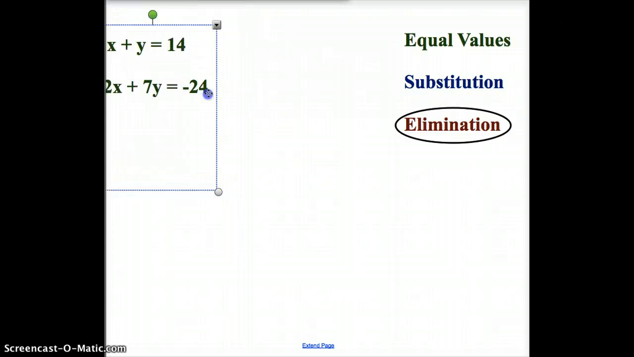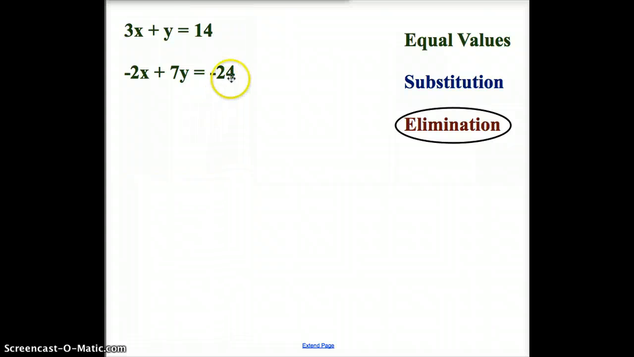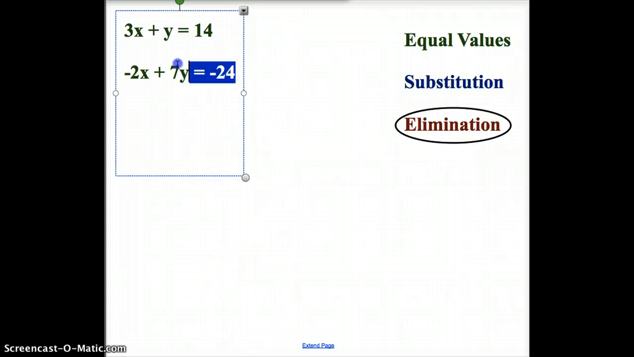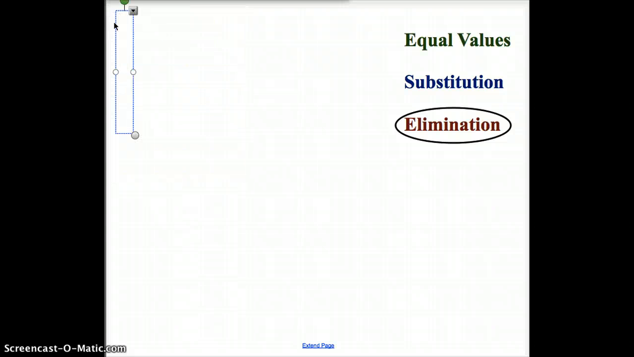So, whoa. That's better. So now what about an equation like this?